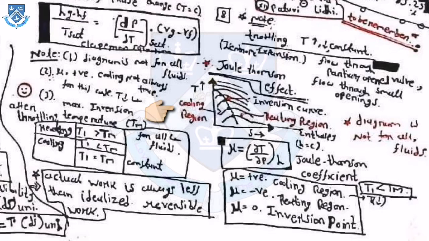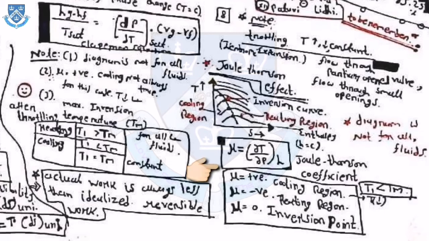Basically there is one diagram for the Joule-Thomson effect, which is T versus S, meaning a temperature versus entropy diagram. This diagram is for a specific fluid only, and this diagram is not useful for all fluids. This note you have to remember. And mu is equal to del T upon del P at constant enthalpy. This is the equation of the Joule-Thomson effect.